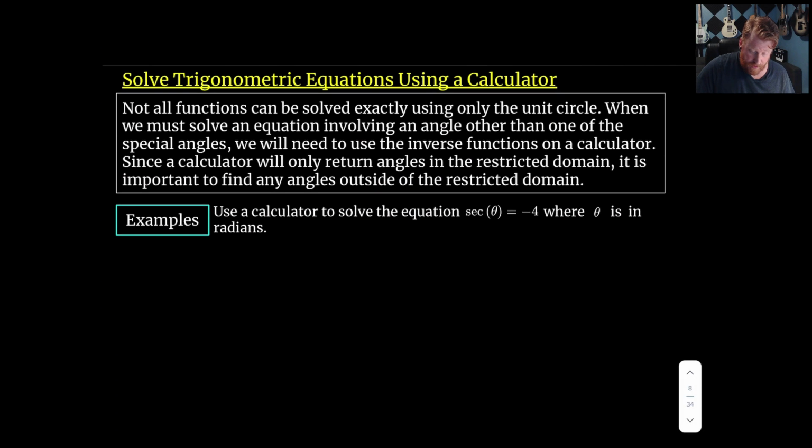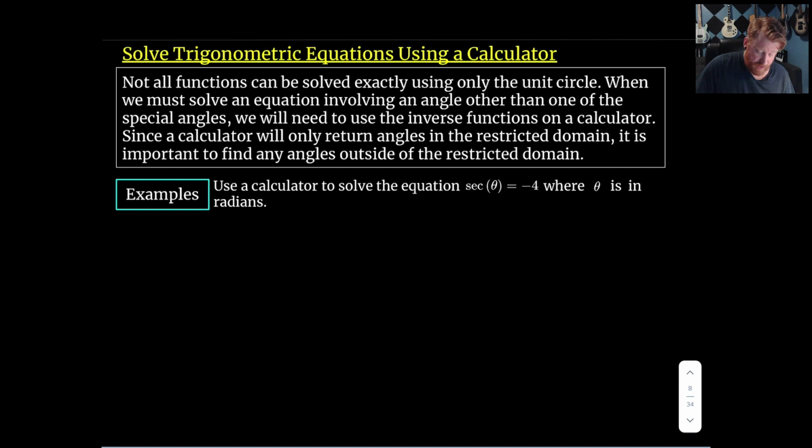All right, taking a look at what we have next here. Next we're going to look at solving some trig equations using a calculator. You might imagine that as you're solving some of these problems, it's not going to work out super nicely where we get one of these common ratios, and you'll have to use your calculator. Not every trig function can be solved exactly using only the unit circle. When we must solve an equation involving an angle other than one of the special angles, we will need to use the inverse functions on a calculator. Since the calculator will only return angles in the restricted domain, it's important to find any angles outside of the restricted domain. So we'll need to do a little bit extra thinking. The calculator will do half the work for us, and then we'll need to do the other half ourselves.